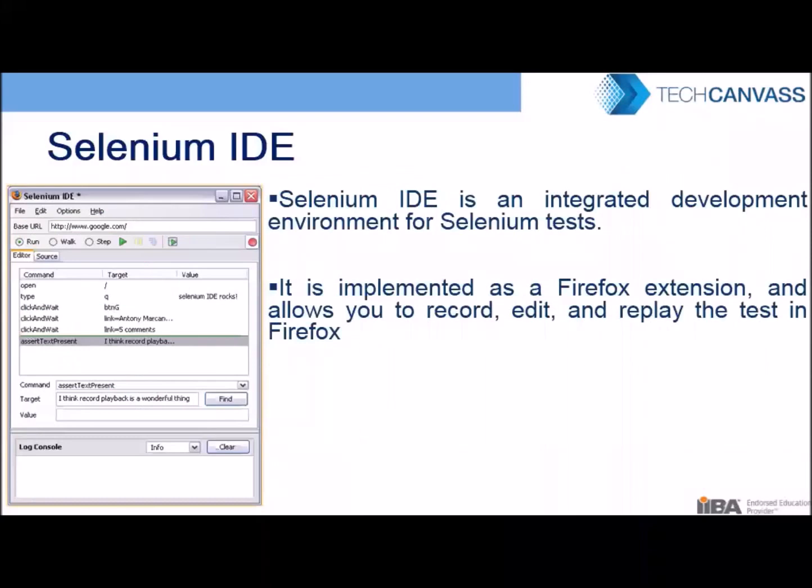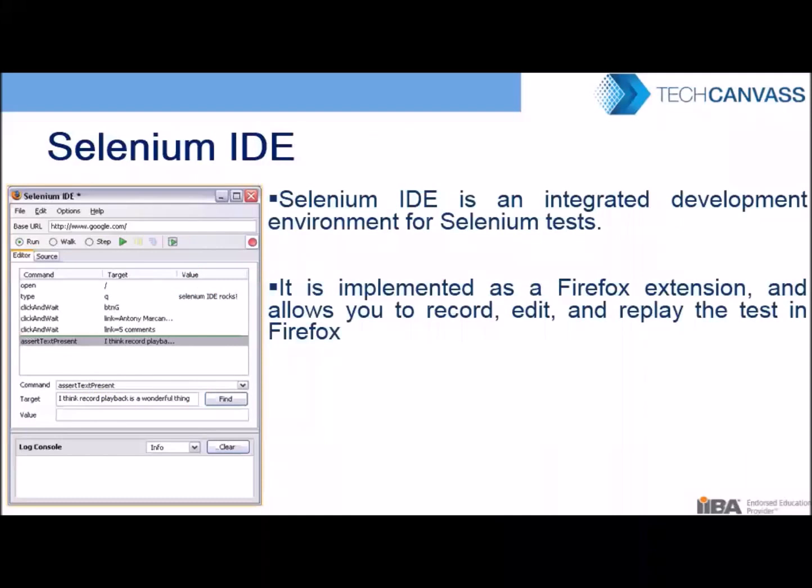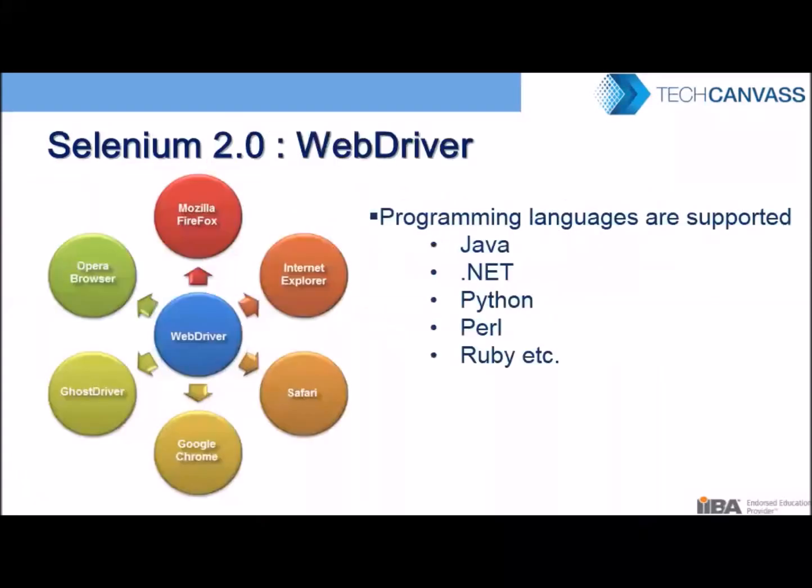there are limitations of Selenium IDE. Like you cannot add a loop, or you cannot provide data. The main purpose of automation is not served by Selenium IDE. So what the Selenium people did is they came up with a solution, Selenium WebDriver. What WebDriver does is it gives you the power of programming languages like Java, .NET, Python, Perl, Ruby.